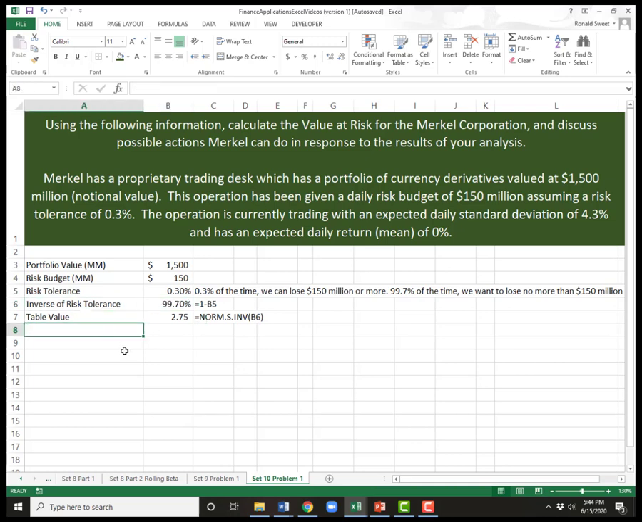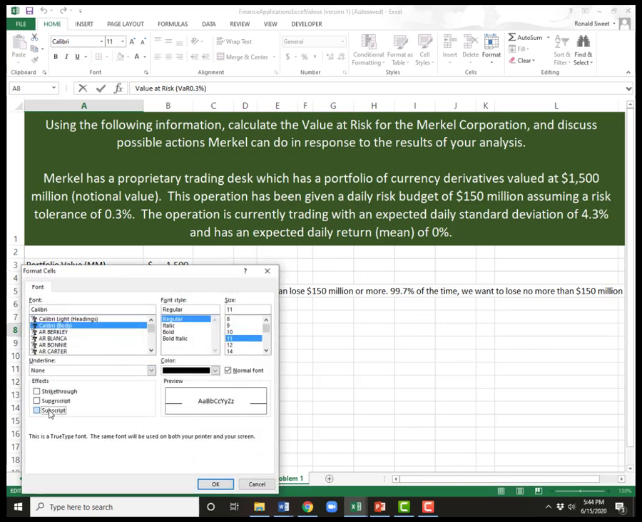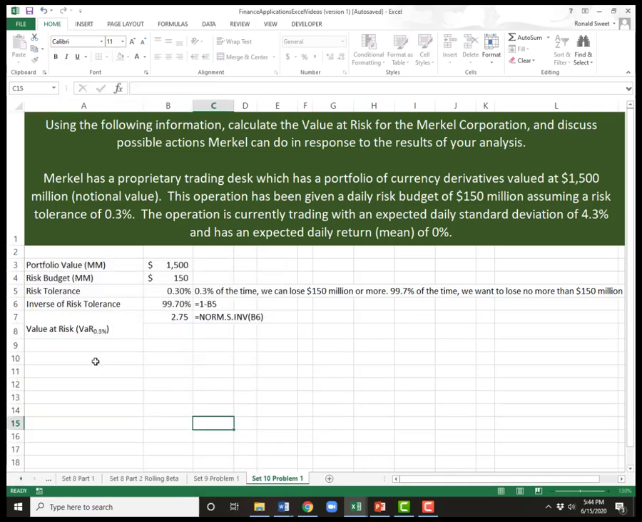So now what we can do is get the value at risk. And I like to do value at risk as VAR, and I like to show the risk tolerance in my value at risk. So let me set it up. I'll format the cells, and I'll do it as a subscript. Anytime you do value at risk, I like to have the probability there so people know what your risk tolerance is. Okay, so how do we do this?